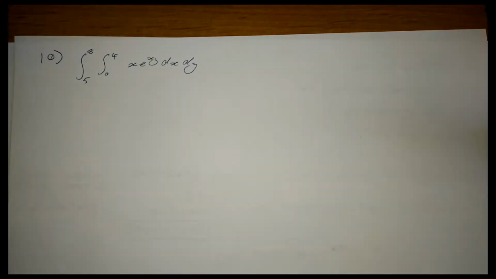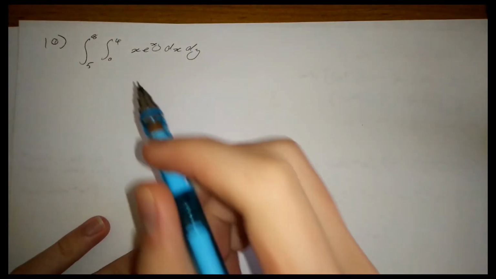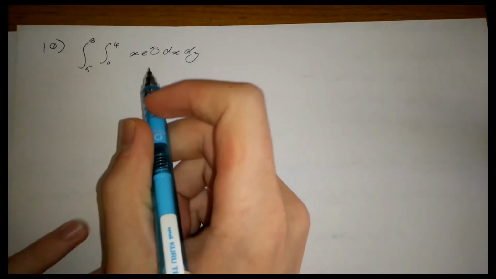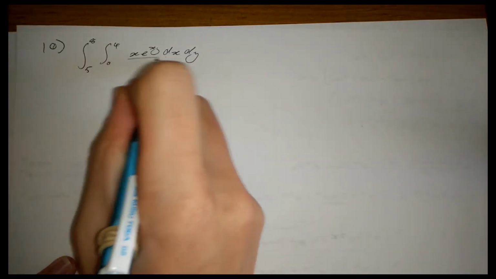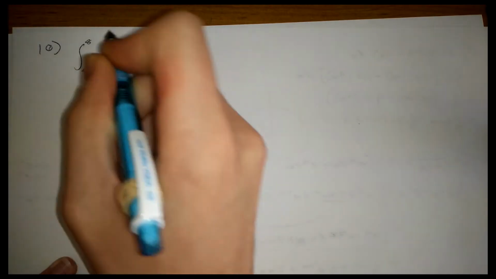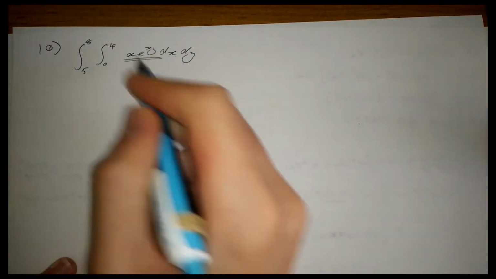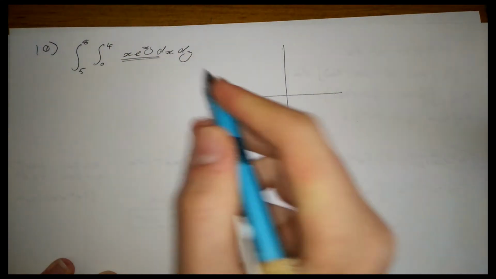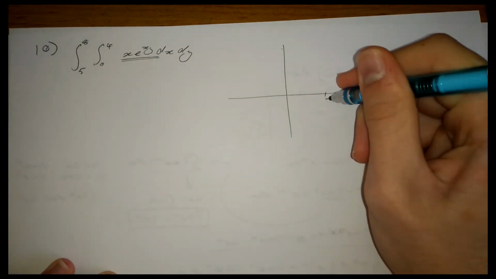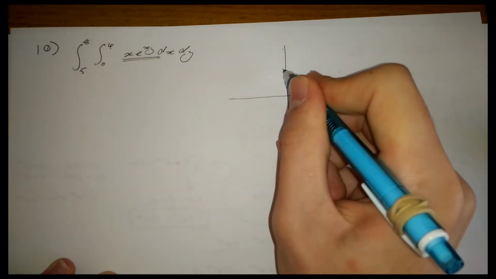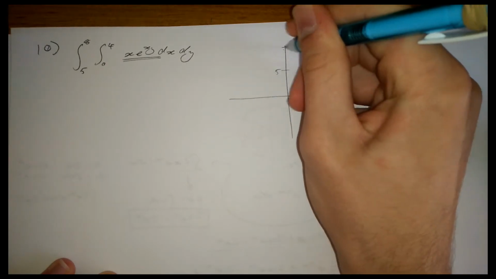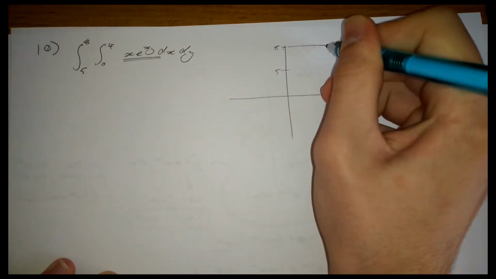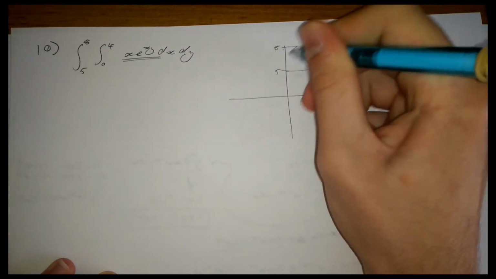Now if we think about what this integral represents, this is a double integral, so this is basically the volume underneath this surface over this region defined in the xy plane. So if we have the xy plane over here, the integral from 0 to 4 dx, that's from 0 to 4 over there, the integral from 5 to 8 along the y-axis, so it's that region over there that we're integrating over.